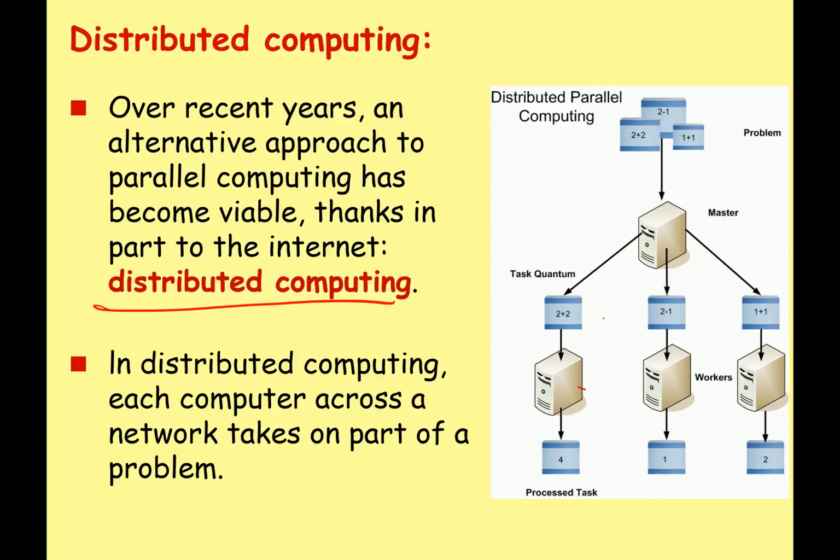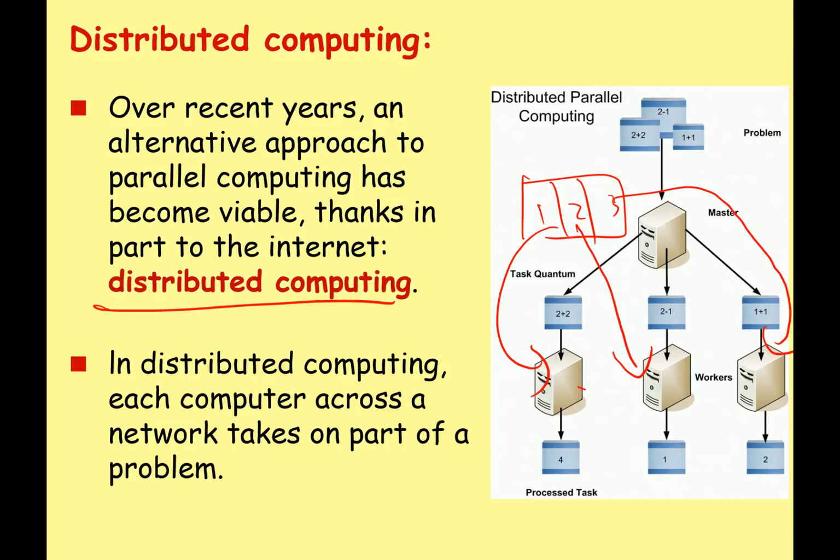So in this diagram here, you can see we've got one big task, and we've divided it into 3. 1, 2, 3. Part 1 can be processed by one computer on a network. Part 2 can be processed by another computer. Part 3 can be processed by another. And then when they're finished, they can return the solution back to the master computer. And then we can continue doing that for the next set of problems.